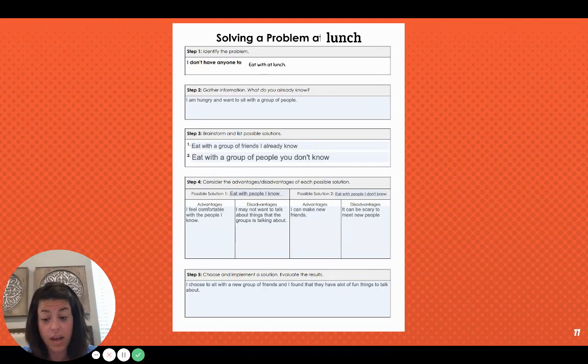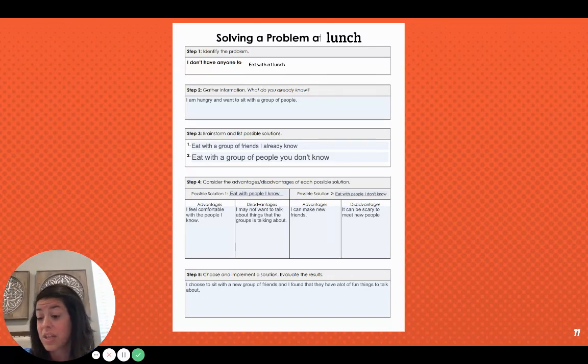The solution that I would try is I would choose to sit with a new group of friends. And I found that they have a lot of fun things to talk about. And I found a new group of friends that I can kind of hang out with. So that was my problem. And that was how I solved my problem.